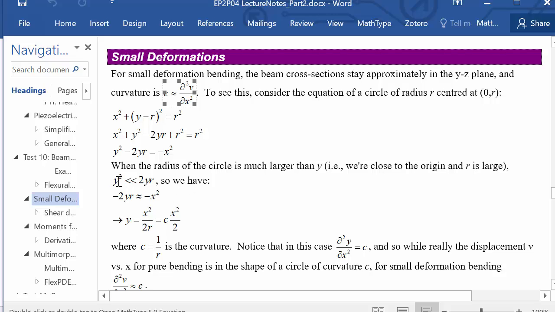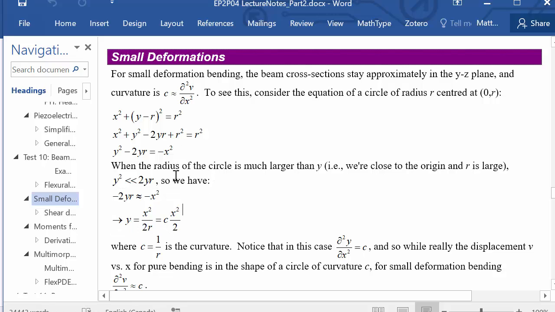square of the vertical displacement is much less than 2 times the vertical displacement times the radius of curvature that we've got, then we're going to have a situation where you can say that the vertical displacement is basically c times x squared over 2. After, well, okay, hold on. This is only if the curvature is actually a constant, right?